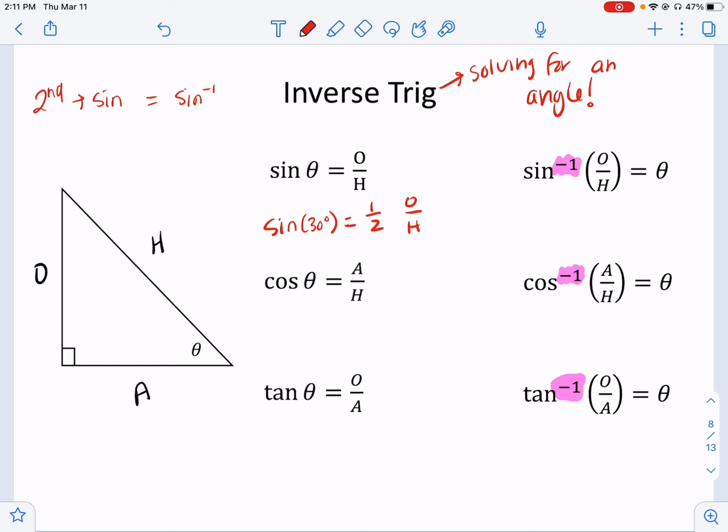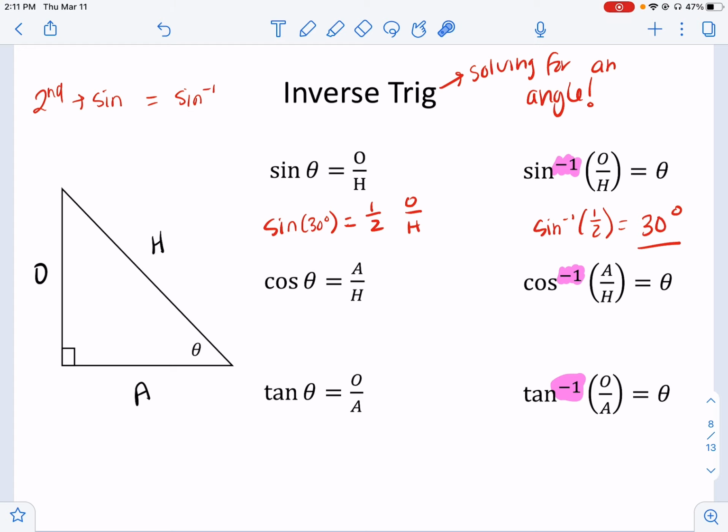What this would look like then is, in order to figure this out, I would say the inverse sine of 1/2. That is what I'd actually put into my calculator. My calculator would say, hey, that's 30 degrees. So it's the same relationship, the same opposite over hypotenuse towards the angle, but we do the inverse of the ratio in order to get the angle out. So that's using inverse trig.